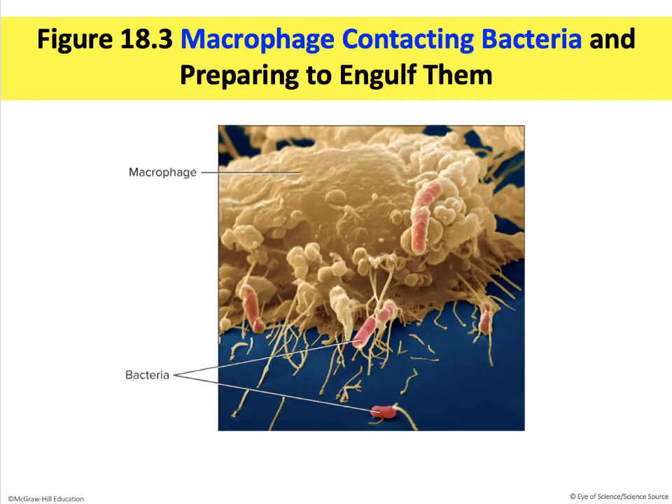Figure 18.3 presents a nice figure showing the relative size of pathogens in red and the immune cells, in this case a macrophage, in brown. The bacteria are being contacted by processes of the macrophage, leading to phagocytosis.